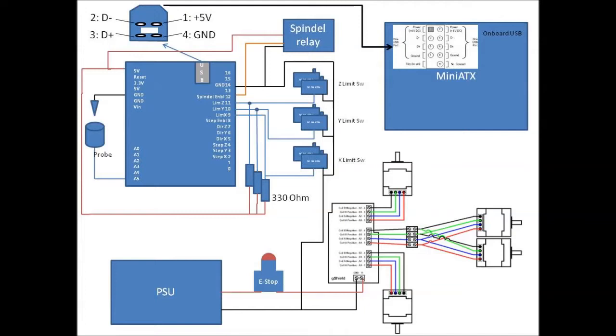And then finally you have the PSU going through the e-stop connection to the shield. And then remember to connect the ground so you have the same ground. I have wired this so the Arduino gets the 5 volts from the computer and the USB port. So this is all you need to do.